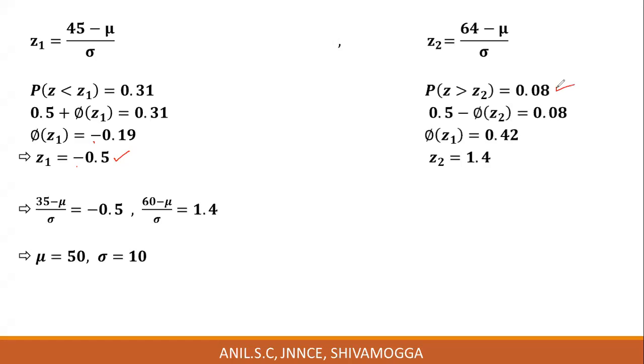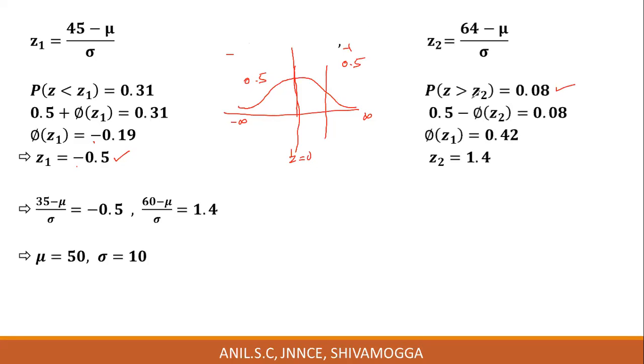Now come to this statement. P where Z is greater than Z2. Let's mark this area where Z is greater than Z2. Suppose this is the curve. It goes up to minus infinity. Here Z is equal to 0 and here it is infinity. This will be half of the area under the curve, and this is half of the area under the curve. This is positive Z and this is negative Z.